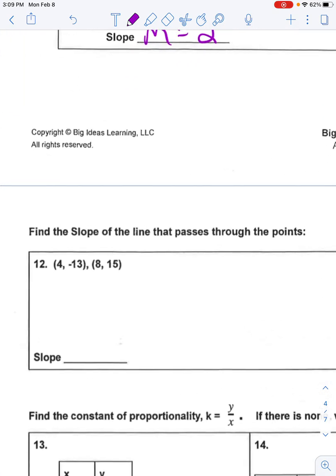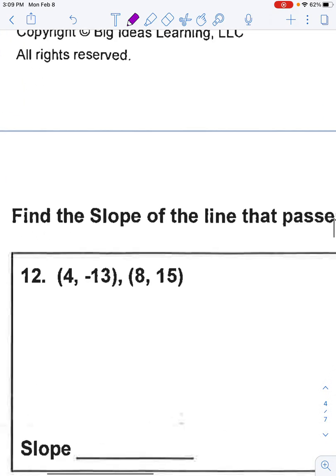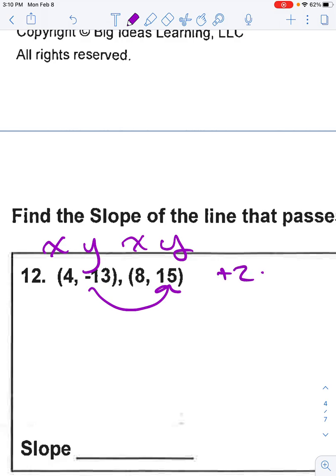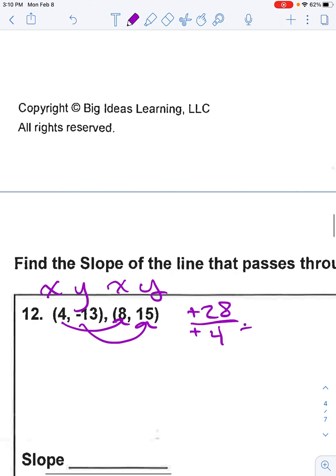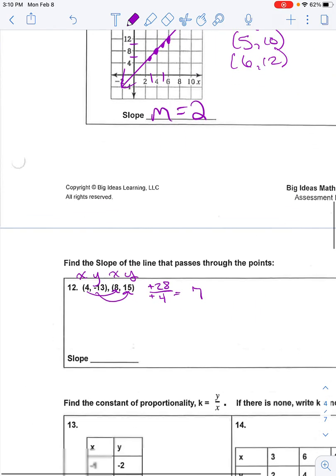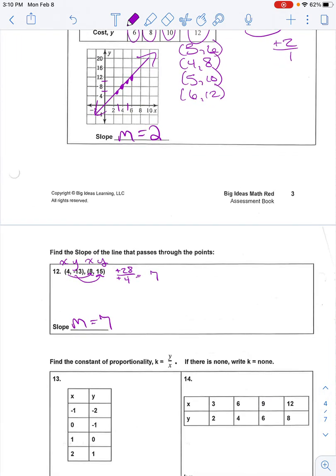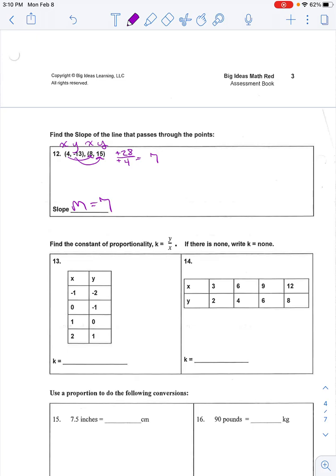Find the slope of the line that passes through these points. Okay. Change in Y over the change in X. From a negative 13 on the number line all the way to a positive 15, that is 28 hops to the right. That's positive. From 4 to 8 would be 4 hops to the right. Let's not leave it like that. 28 over 4 is 7, right? So slope is 7. That's a rather steep line.